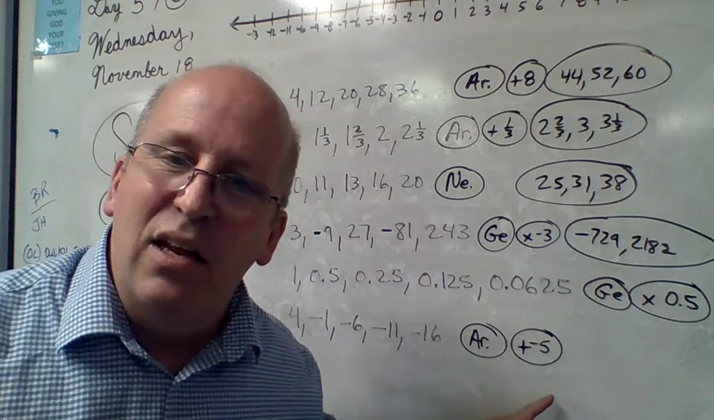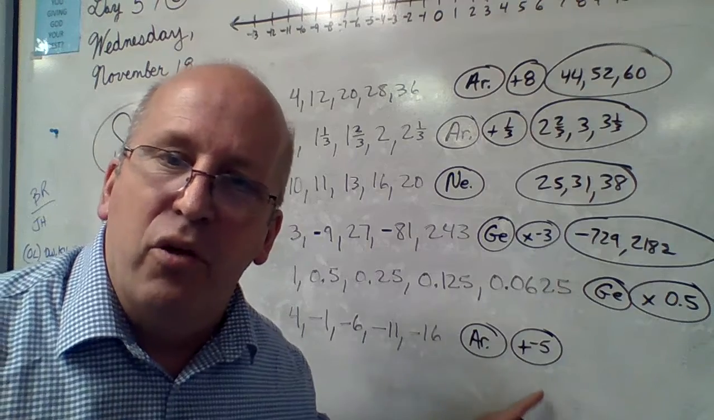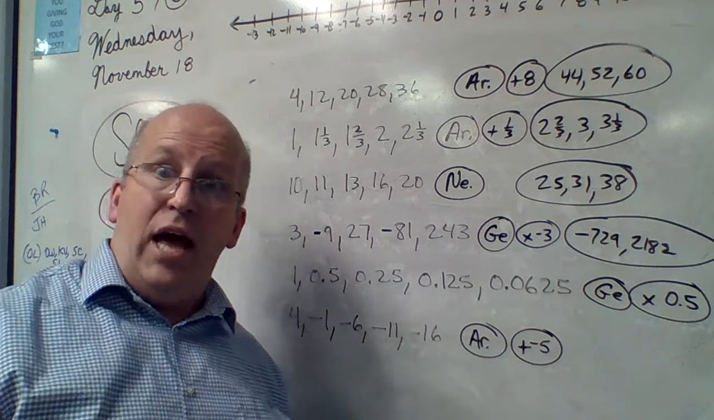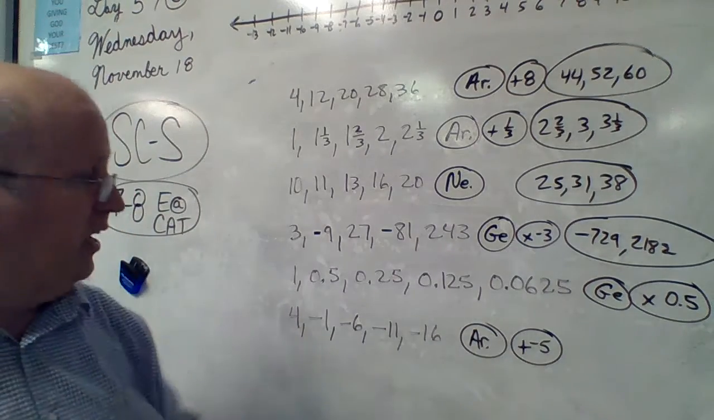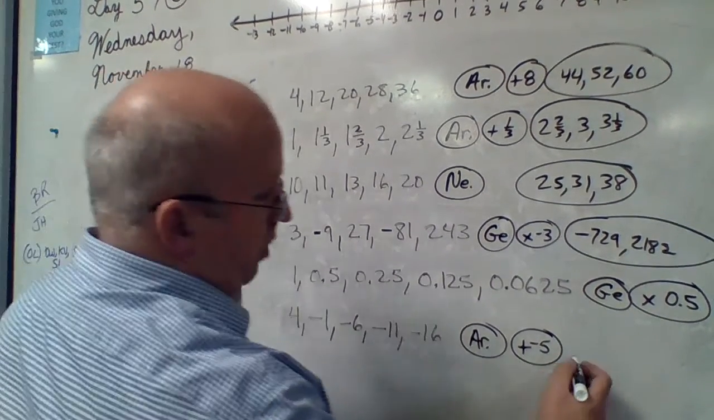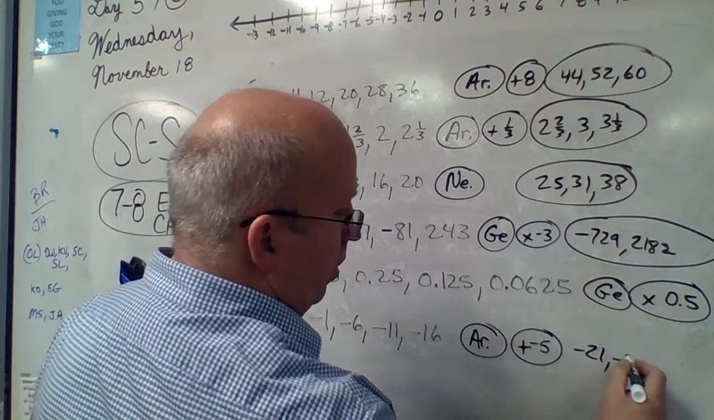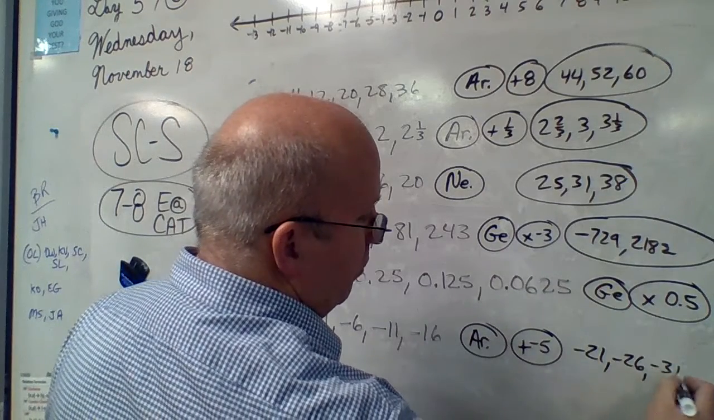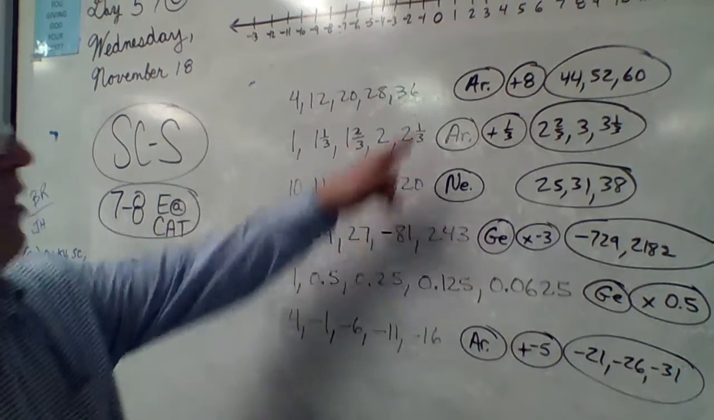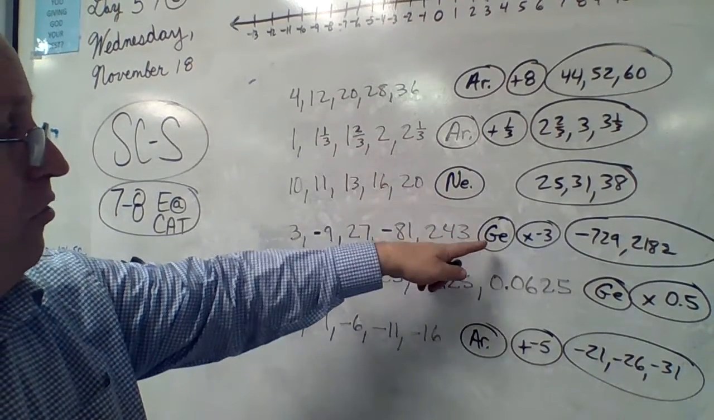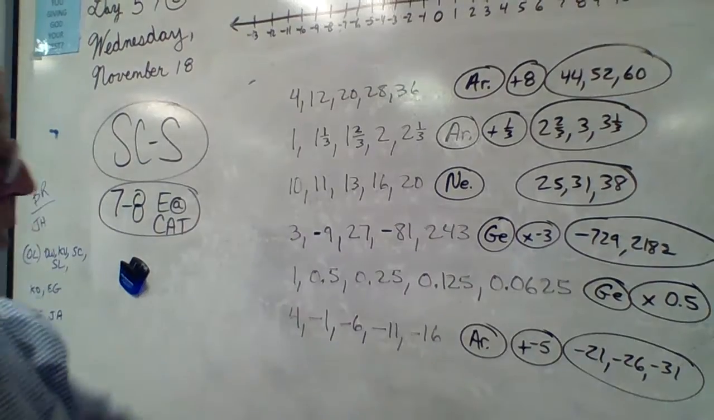Isn't adding a -5 the same thing as subtracting 5? Yes, it is. And that's the pattern here. We're adding a -5 each time. So the next number in the pattern would be -21, then -26, and then -31. Those are the next three numbers in the pattern. So we've got some arithmetic, some neither patterns, some geometric patterns, and now we're back to arithmetic.